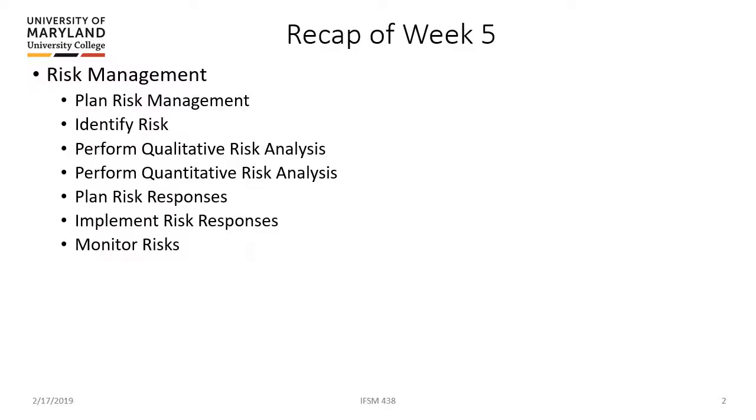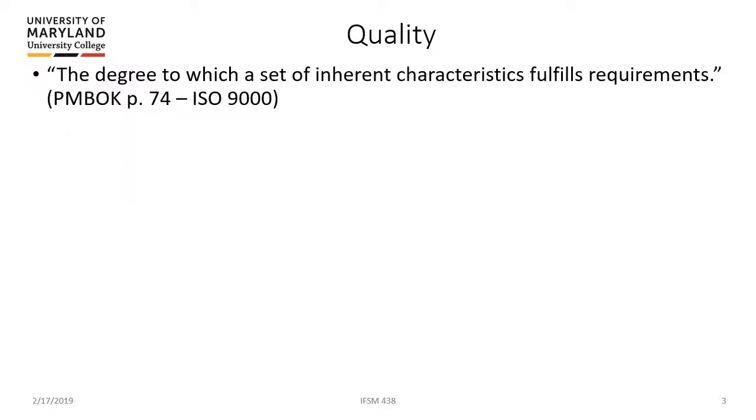All right, quick recap of what we looked at last week. Last week our focus was on risk management. We took a look at planning it, how we identify risks, how we can categorize them for both impact and cost. We took a look at what we can do to prevent or mitigate risks, how we can implement them, and how we monitor risks, and how that works throughout the course of our project. Now we're going to take a look at quality.